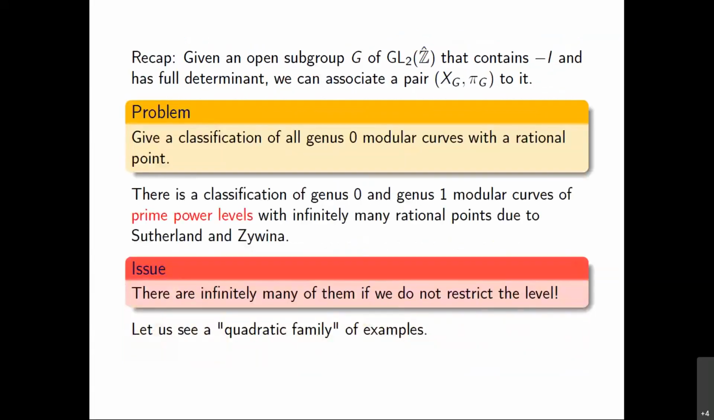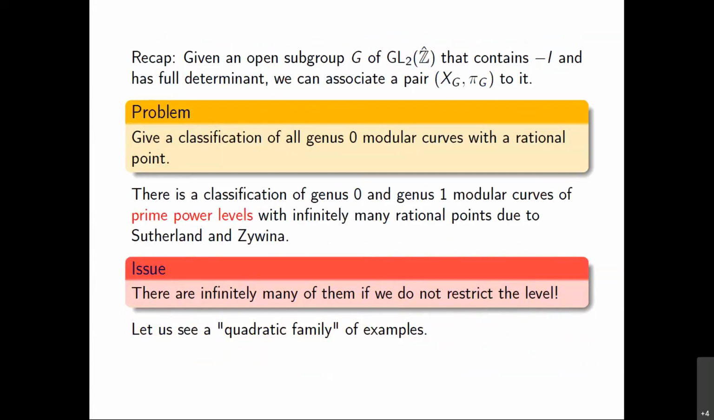So in the previous slide, we associated a pair (X_G, π_G) to G. And the problem I want to talk about in this talk is, can we have a classification of all genus 0 modular curves with a rational point? The answer is yes. And I must mention here that there is a classification of genus 0 and genus 1 modular curves of prime power levels, which have infinitely many points, due to Professor Sutherland and Professor Zywina.